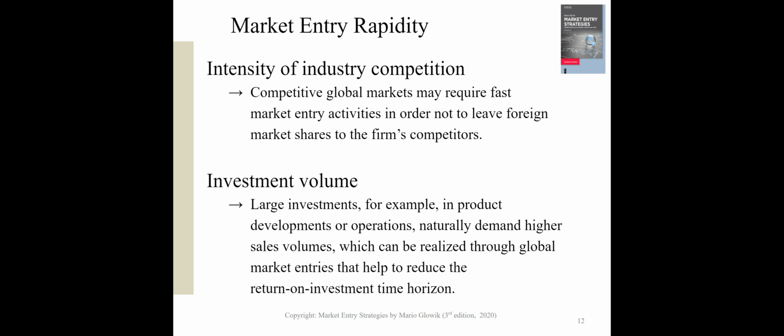The market entry rapidity is also influenced by the intensity of industry competition. Competitive global markets may require fast market entry activities in order not to leave the foreign market shares to firms' competitors. And also the market entry rapidity is influenced by the investment volume. Large investments, for example, in product development or operations, naturally demand higher sales volumes, which can be realized through global market entries that help to reduce the return on investment time horizon.